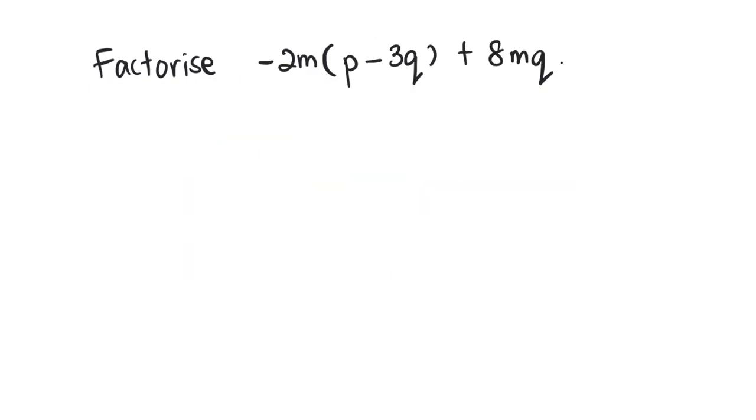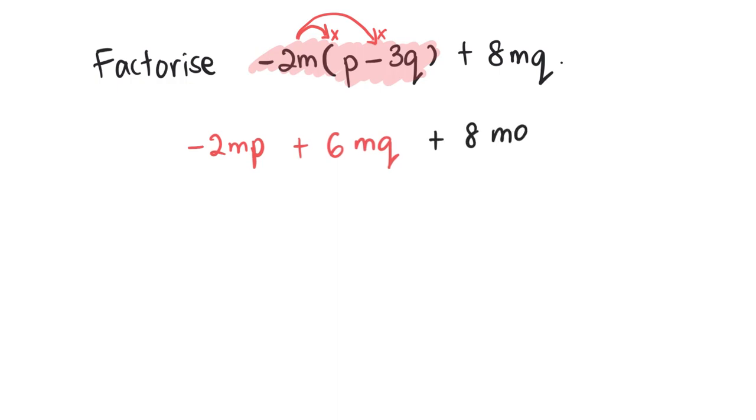Hello everyone, welcome to this video where we are going to factorize this expression. And you will see me first expand and simplify this first, okay? So that later on we can then factorize neatly. This will become negative 2mp, negative 2m multiplied by negative 3q, I will get positive 6mq. Still got my plus 8mq.